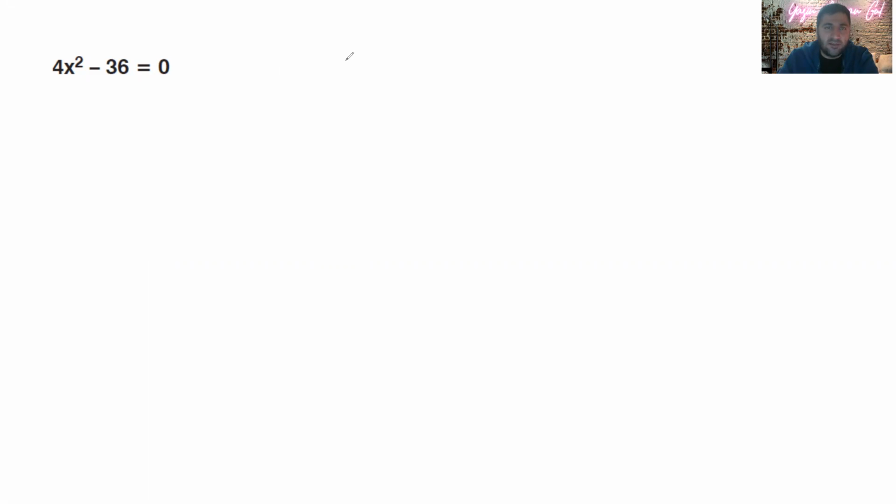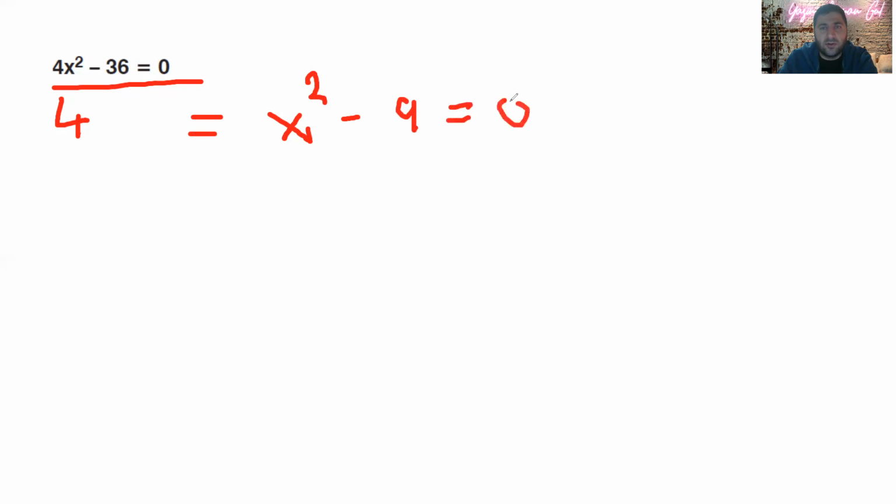All right, let's start from this question here. The question says 4x squared minus 36 equals 0. We can solve this question by the method of taking the square root of both sides. First, we need to simplify this, so divide both sides by 4. 4x squared divided by 4 will be 1x squared, and 36 divided by 4 will be 9, equals 0.